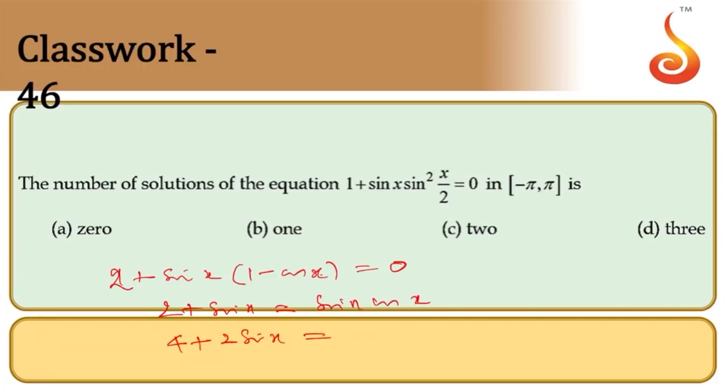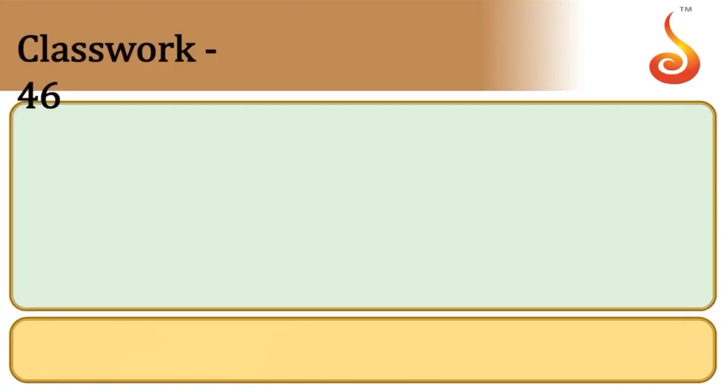And multiplying by 2 on both sides, you'll be getting 4 plus 2 sin x is equal to sin 2x. We know the maximum value of sin 2x is equal to 1, so it cannot be equal to 4 plus a value, because the minimum value of 2 sin x is minus 2, so 4 minus 1 is 3, and sin 2x cannot be equal to 3. So therefore, it has no solutions in this one. So the number of solutions is equal to 0.